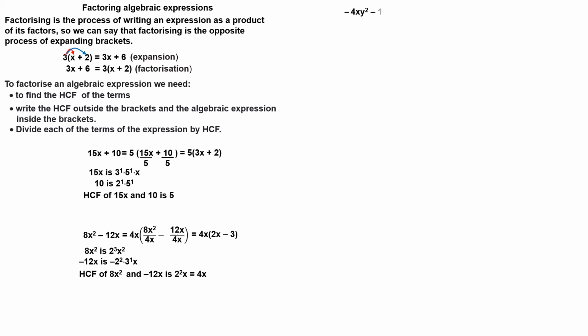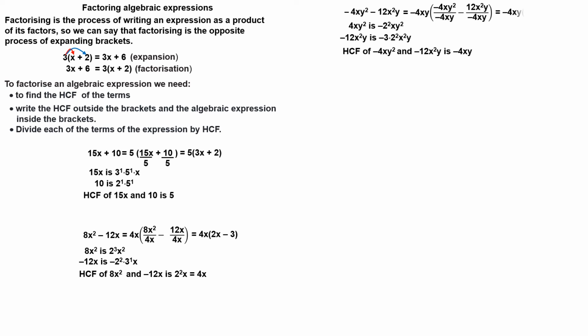Another example. Find the highest common factor of the terms. Write the highest common factor outside the brackets and the algebraic expression inside the brackets. Divide each of the terms of the expression by the highest common factor. Simplify and get the factorized form of the algebraic expression.